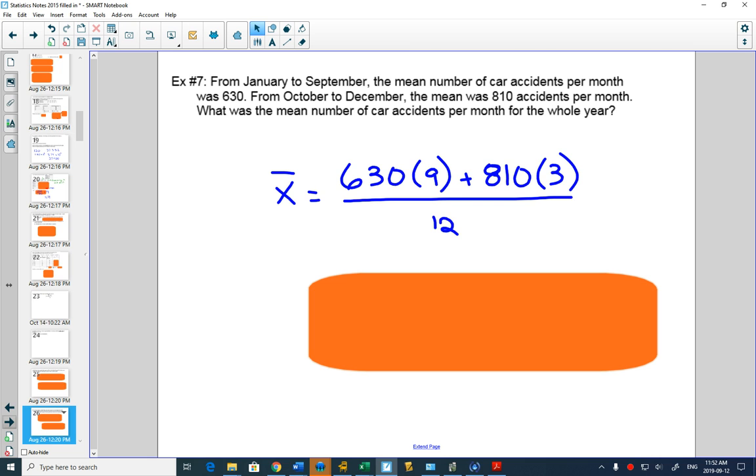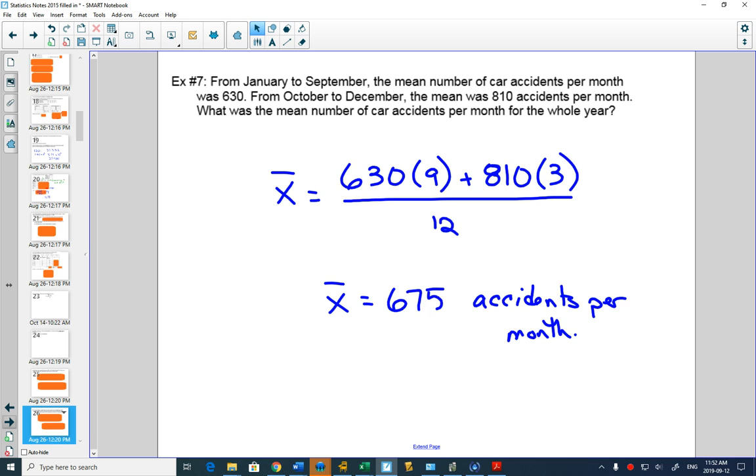So again, the importance of trying it first on your own is realizing, oh, how did I misread that? Because the math itself isn't that hard. It's the understanding of the words and the context that becomes important. And then after this, it's just a matter of doing the calculation. 675 accidents per month. What happens in October to December?